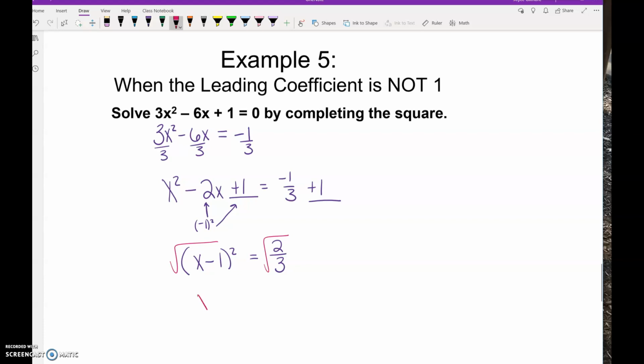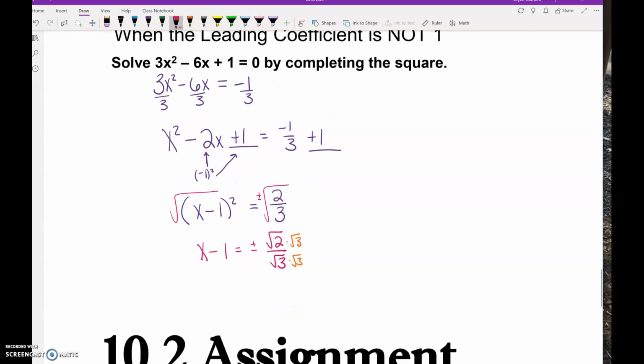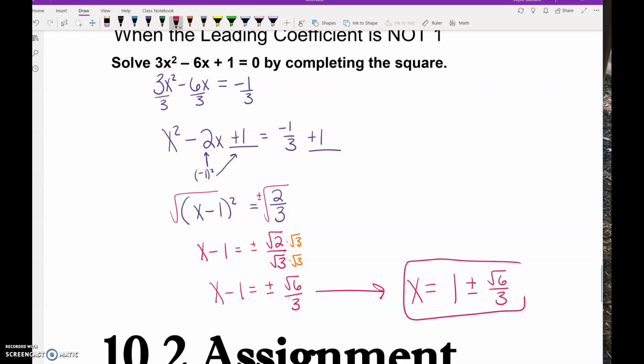Shh. So this is x minus 1 equals positive or negative the square root of 2/3, which is the square root of 2 over the square root of 3. And we would need to rationalize the denominator by multiplying the bottom and the top by the square root of 3. So really this is x minus 1 equals positive or negative square root of 6 over 3. So then our final answer is 1 plus or minus the square root of 6 over 3.